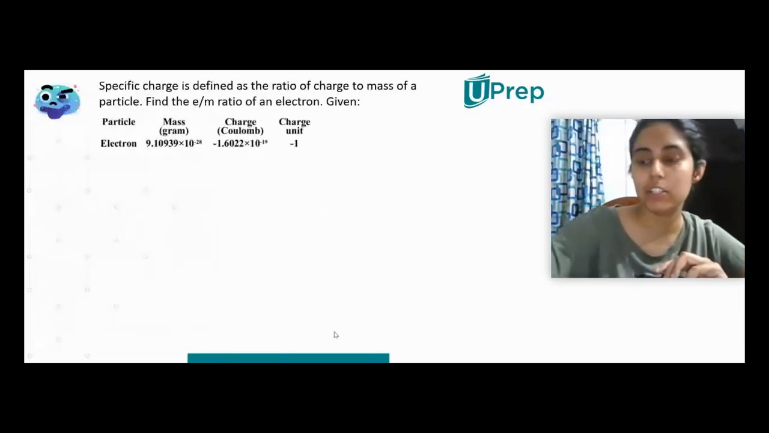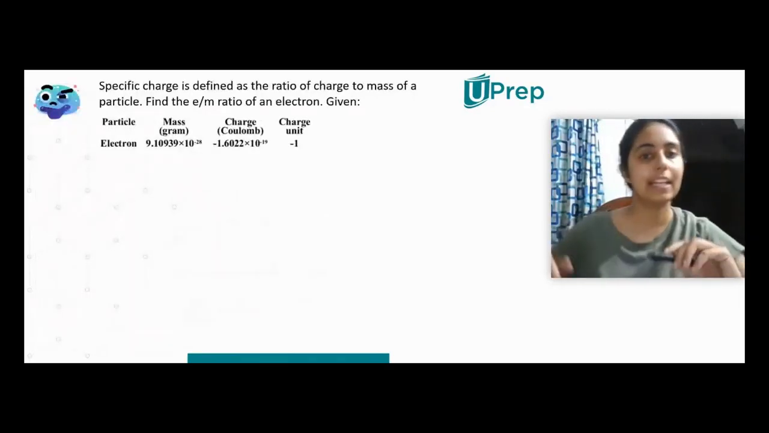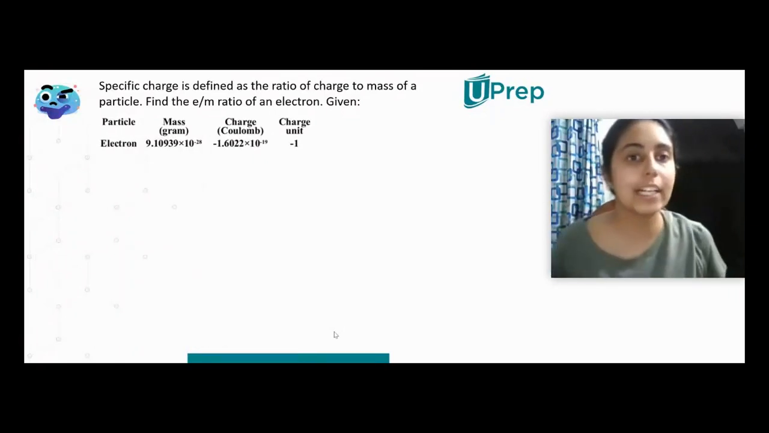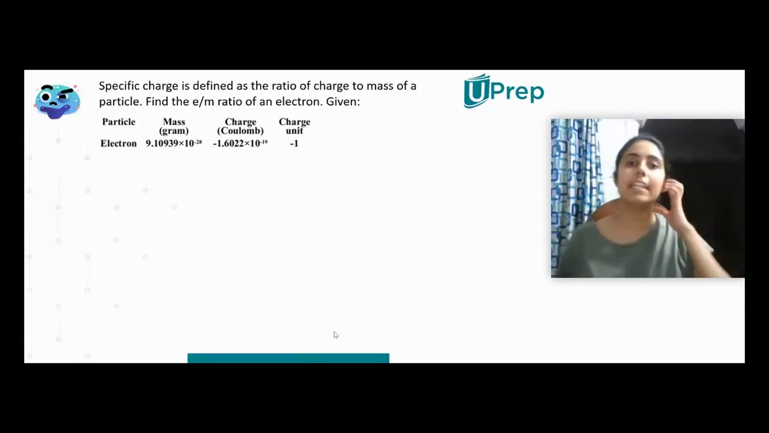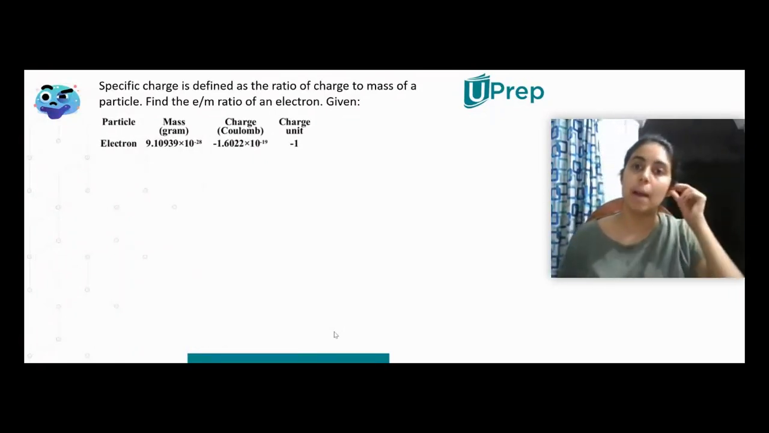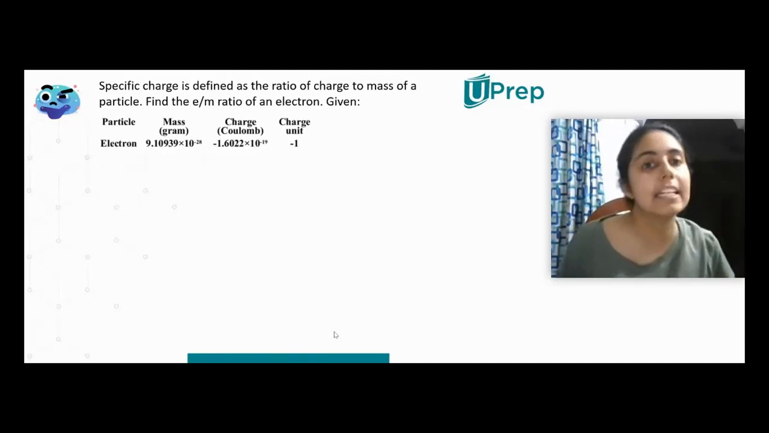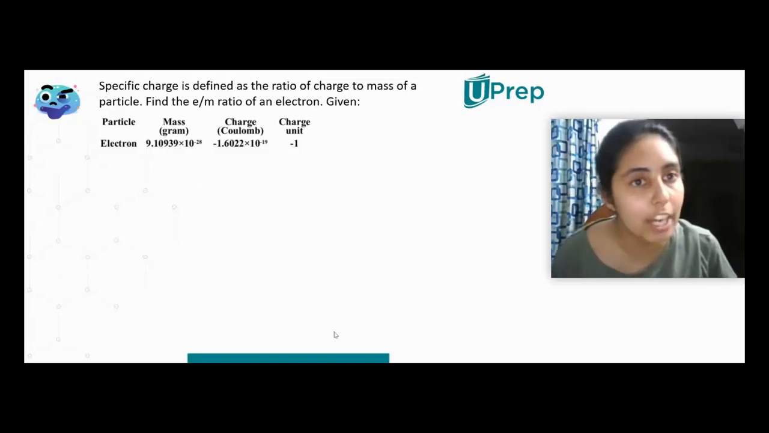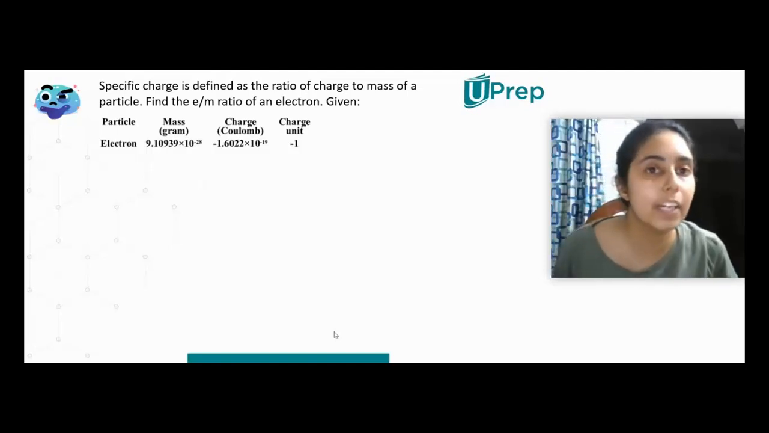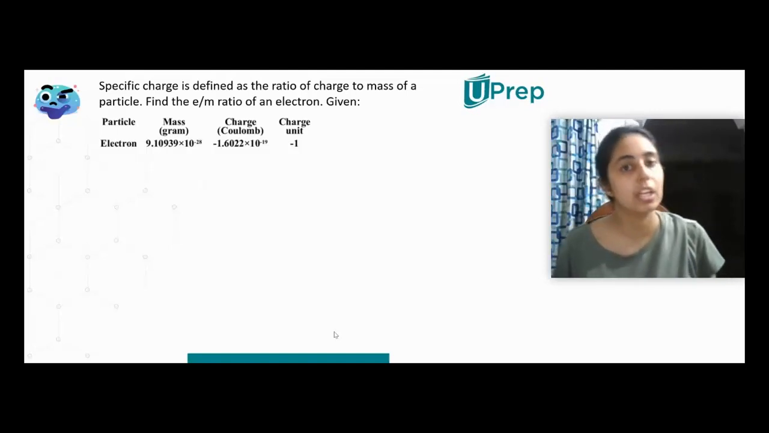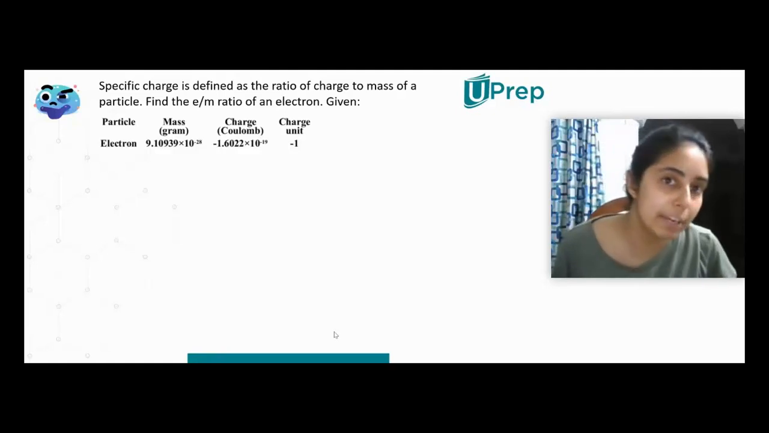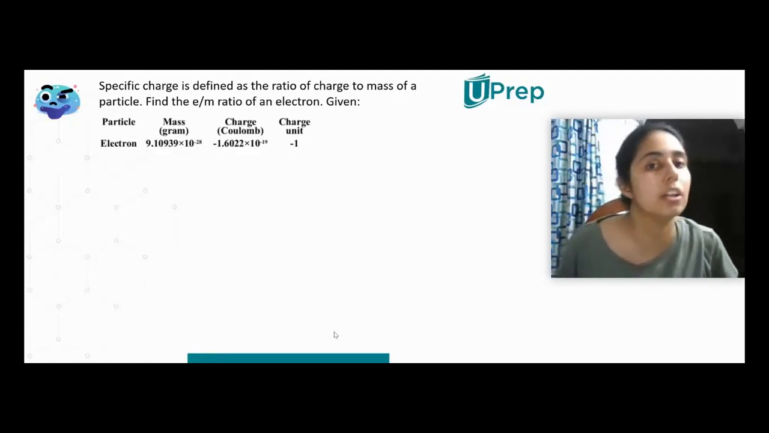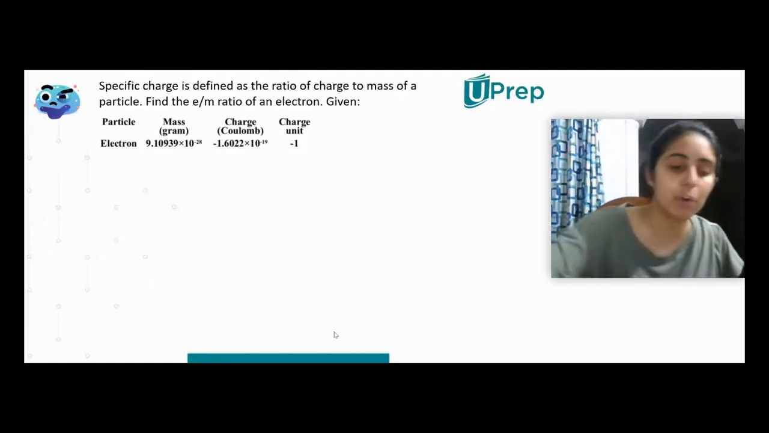All right, can we calculate? The specific charge is defined as the ratio of charge to mass of a particle. Find the e by m ratio of an electron. Mass is given to you, charge is given to you. We need to find the e by m ratio. I told you the e by m ratio is the charge of the electron divided by the mass of the electron. Can you calculate and tell me your answer?